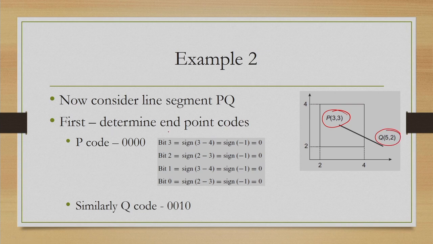As usual, we will first determine the endpoint region codes. The P code will turn out to be 0000, as you can see here. For bit 3, sign of a negative quantity, 0; again bit 2, negative quantity, 0; bit 1, negative quantity, 0; and bit 0, sign of a negative quantity, again 0. Similarly, we can determine the region code of Q, which turns out to be 0010. You can try yourself.